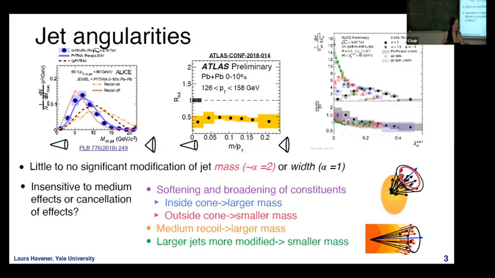But as Marta nicely explained to us on Monday, we really think that we're seeing a cancellation of effects. Effects like the momentum broadening and the medium recoil can increase the mass, but then we have effects of the larger jets being more modified that can decrease the mass. And so this made us want to construct observables where we can try to disentangle these effects and really isolate different jet substructure modification effects.